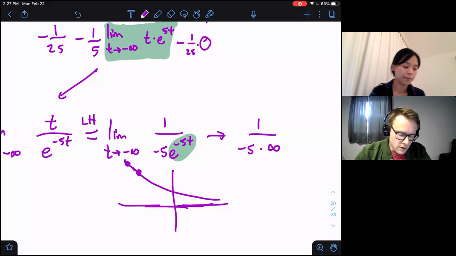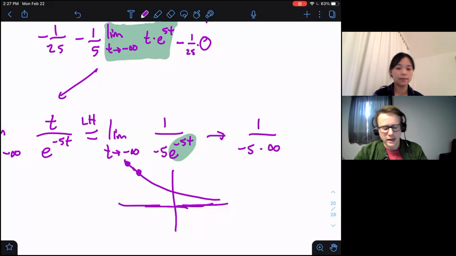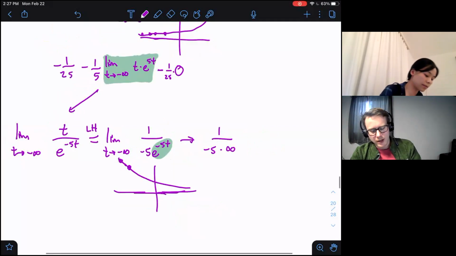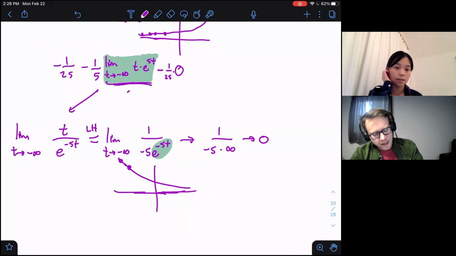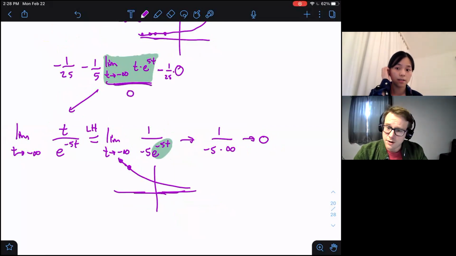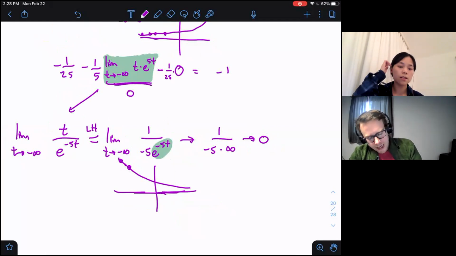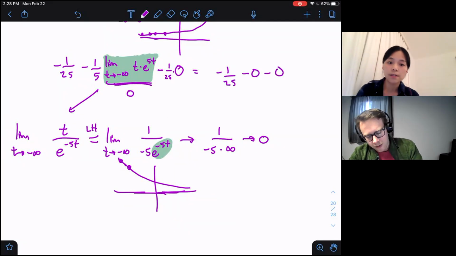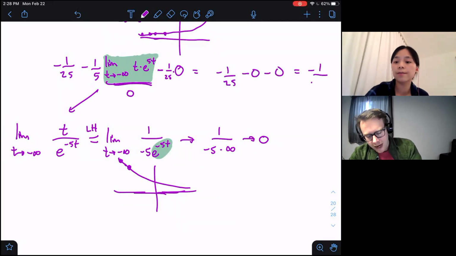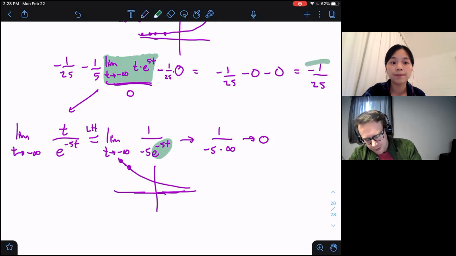And so if you take 1 and you divide it by something very, very large, whether that's positive or negative, overall, this is going to be going towards 0. And so all of that work there is to say that this bit right here is indeed going to 0. And so our final result is -1/25 minus 0 minus 0. So that's a final answer of -1/25.